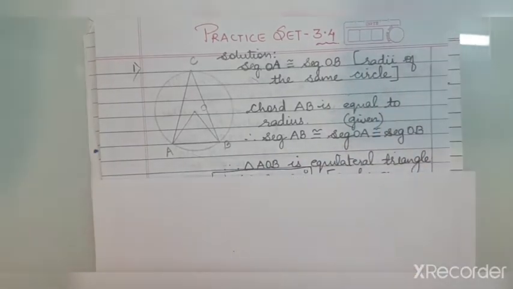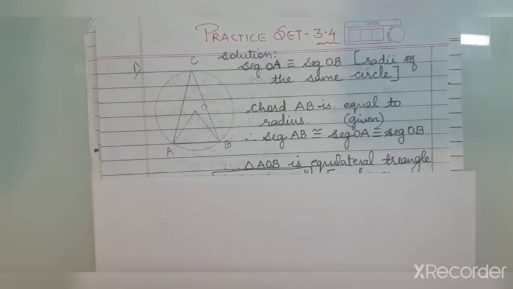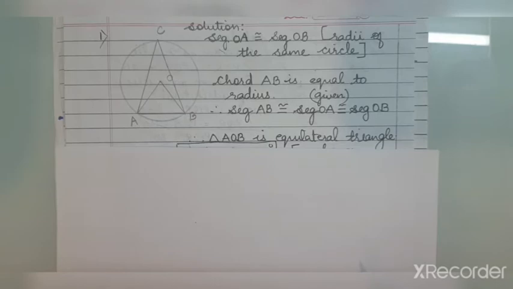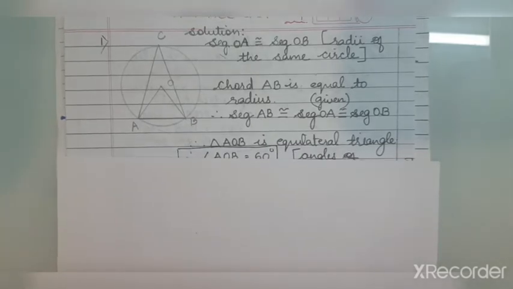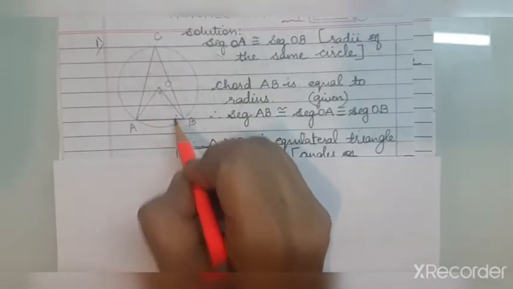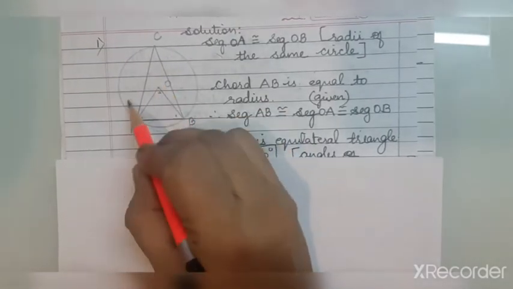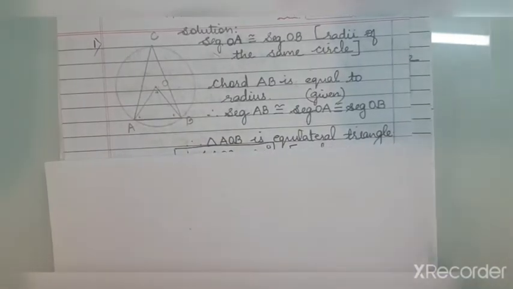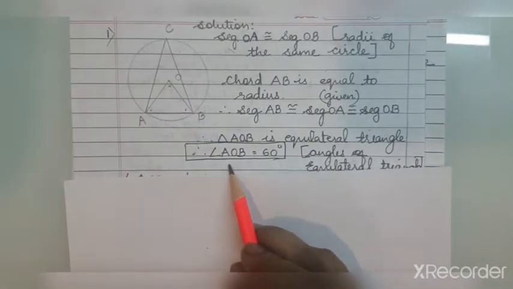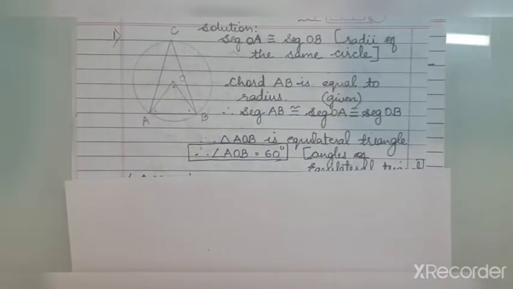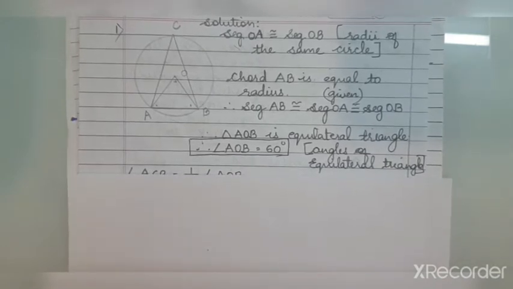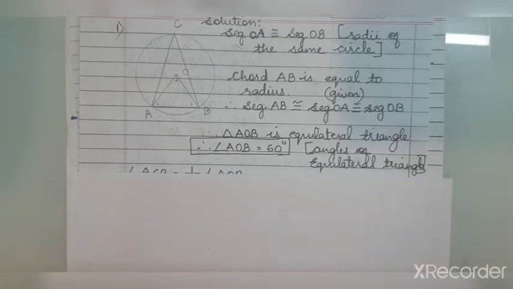Now we know one property of an equilateral triangle: all the angles of an equilateral triangle are congruent and their measure is 60 degrees. Therefore angle AOB, angle ABO and angle OAB are 60 degrees each. And we are asked to find angle AOB. So we can straight away write, therefore the measure of angle AOB is equal to 60 degrees. Reason: angles of an equilateral triangle. Clear with this? Now this is the first part.